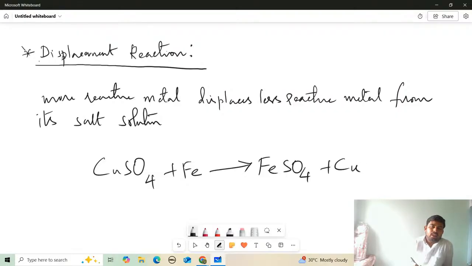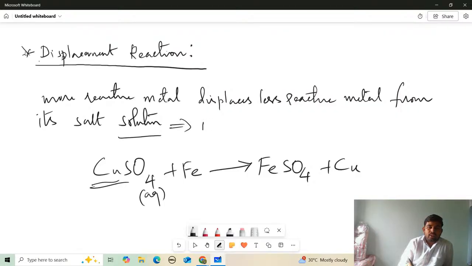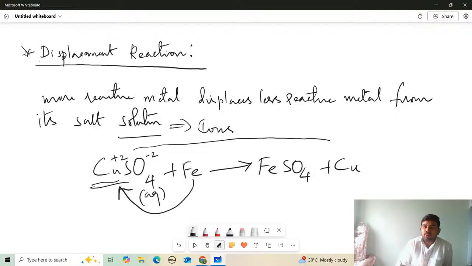You see here, this is what, sir? This is a salt solution. So remember they have given a salt solution. Why should it be a salt solution, sir? Because solutions contain ions, so ions are important. Suppose Cu2+ and SO4 2- ions are produced, then Fe can easily push the copper outside. Iron takes the place of copper, as copper is less reactive, so it comes out. This kind of reaction is called a displacement reaction.